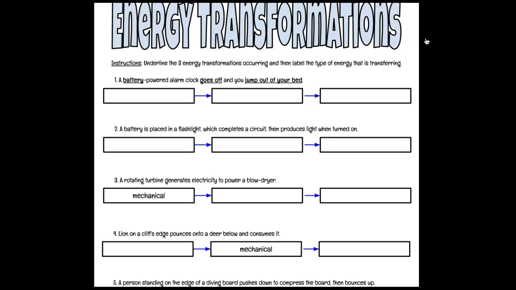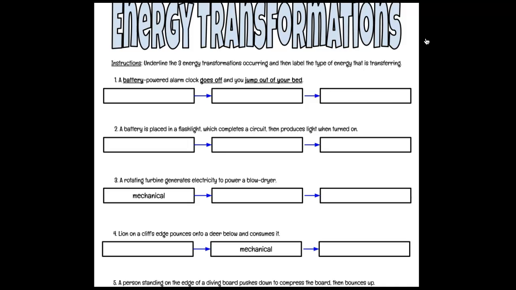So it looks like this. It says energy transformations. Your instructions say underline the 3 energy transfers that are occurring and then label that specific type of energy that is transferring. So the first one's done for you as far as the underlining goes, just so you can see that you're going to be picking out 3 different types of energy in the statement. So the statement says a battery-powered alarm clock goes off and you jump out of your bed.